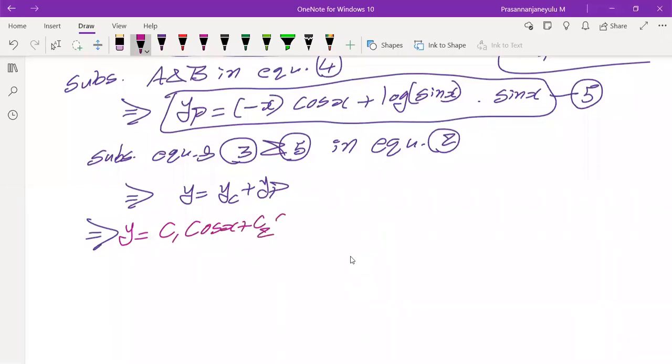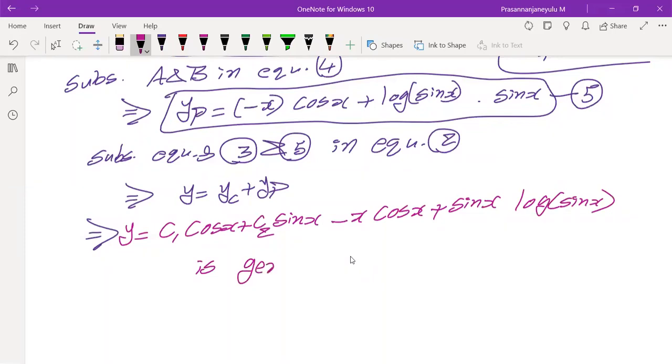plus what is yp? Minus x into cos x is the first term of yp, plus I'm writing this sin x as a prefactor of log, so as not to get any confusion, sin x into log of sin x. This one is the general solution of the given differential equation.